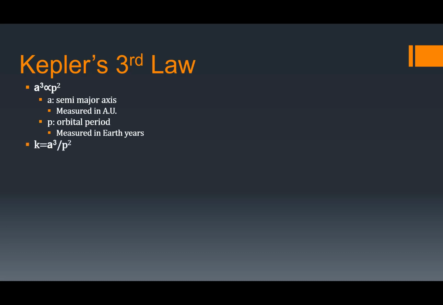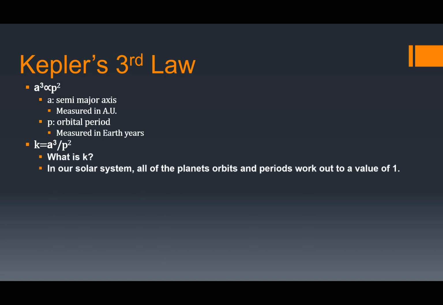So this is another version of it where k, some constant, is equal to a cubed over p squared. Newton came up with this where k is actually, for everything in our solar system, just 1. So in other words, you could really set a cubed equal to p squared. But that k value is actually not the same if you looked at other objects, say, for example, the moon going around the Earth or moons going around Jupiter.